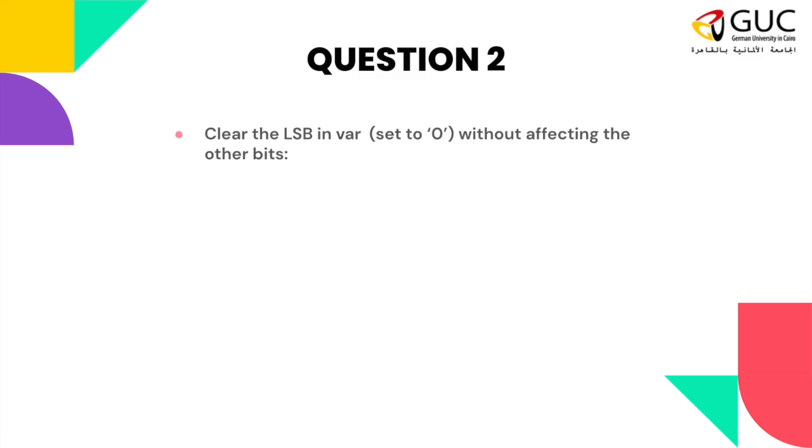Now let's move on to the second question. Clear the least significant bit in var, which is set to 0, without affecting the other bits. When I say clear, it means changing the value to 0. When I say set, it means changing it to 1. Just to tell you, clearing a bit means changing it to 0, while setting a bit means changing it to 1.